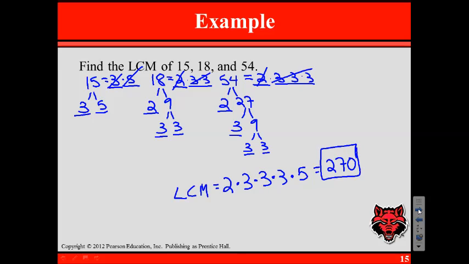I can guarantee you at this point that if you're making a list of multiples for 3 numbers and you started at 15, you would not want to write that list all the way to 270. This is definitely a better method than just making a list of multiples.